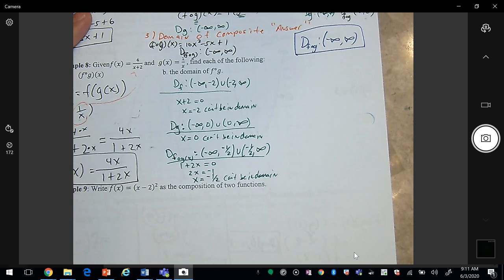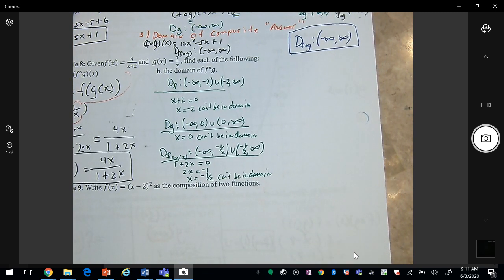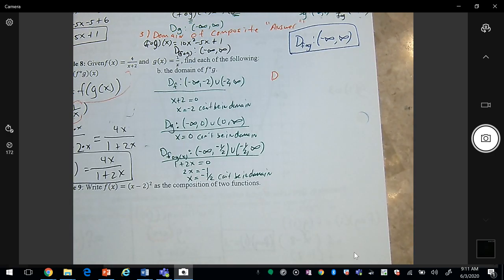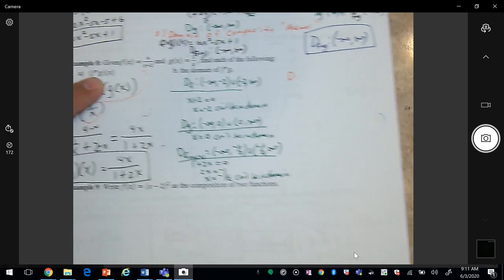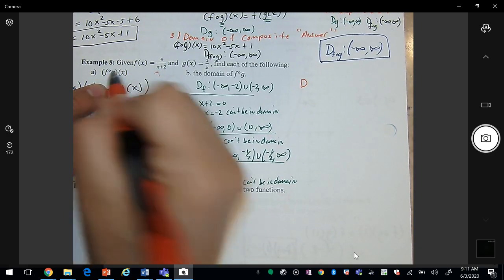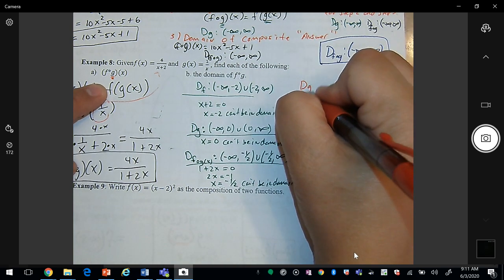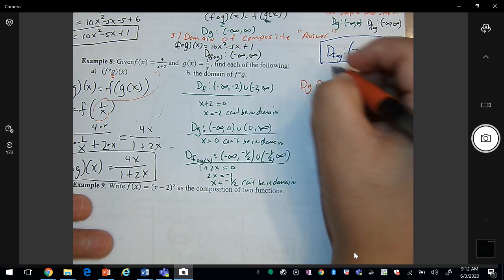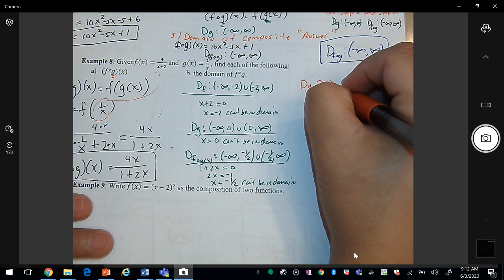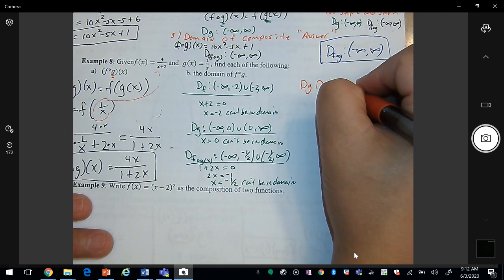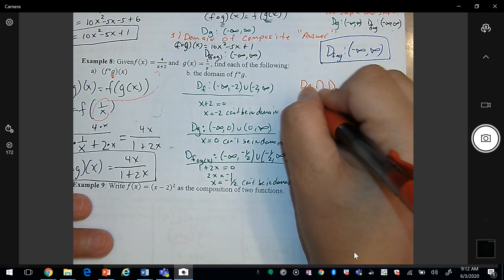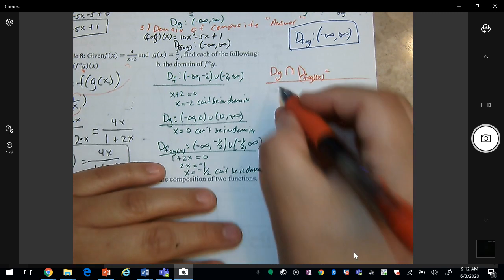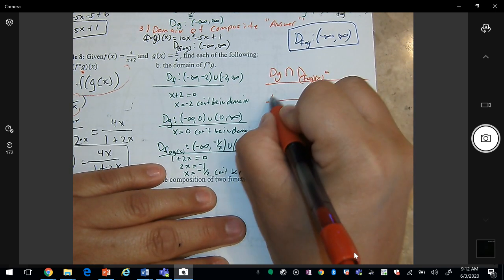Okay. So now to find the actual domain, we want to look at the intersection with the second function. In this case, the second function is g. So I'm going to look at g, and then I'm going to look at the intersection with the composition. Okay. So we want to see what they have in common. So I'm going to draw a little picture here.